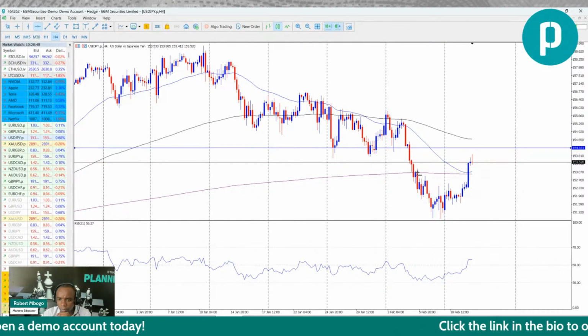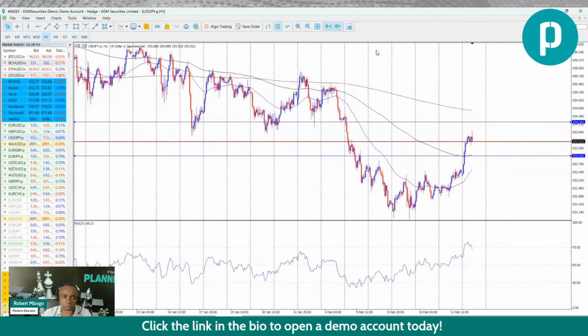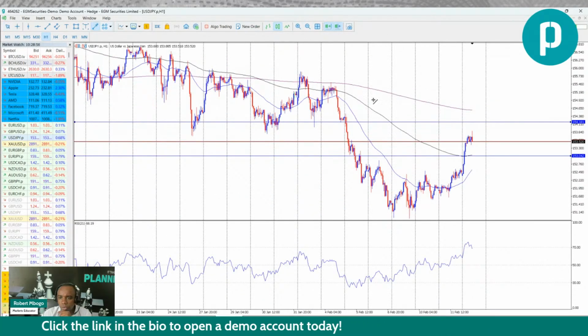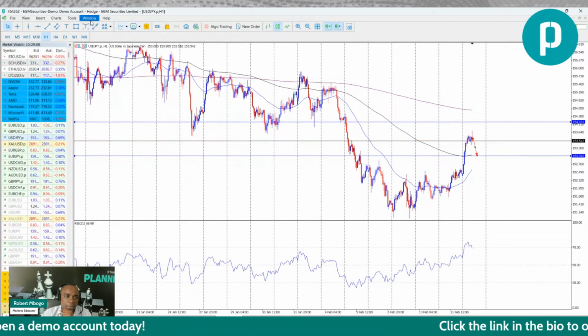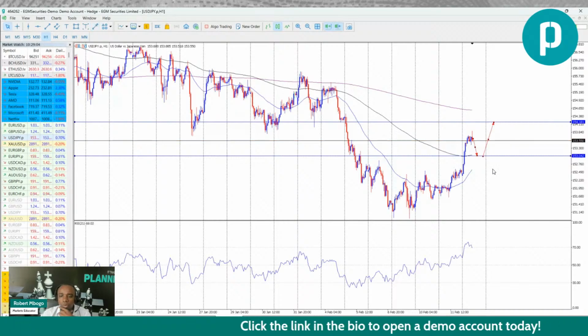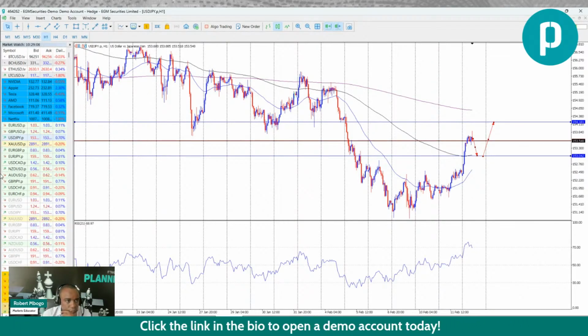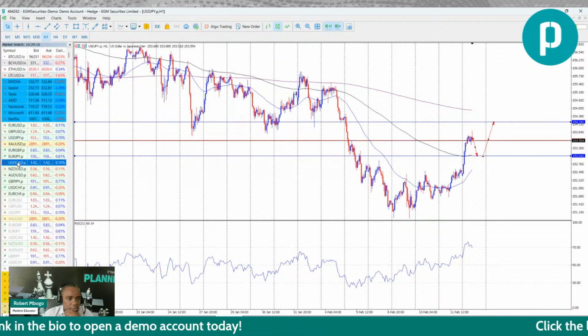So let me map out something here. If USD JPY was to drop, then maybe from there I'll be looking for a bullish move. The other major is USD CAD.